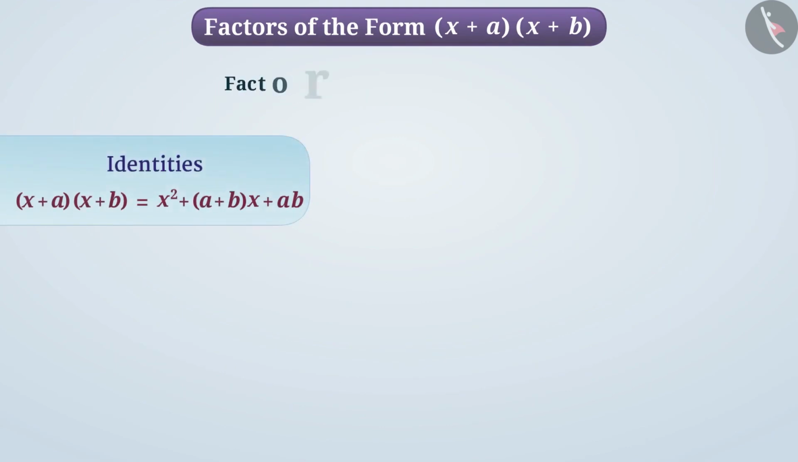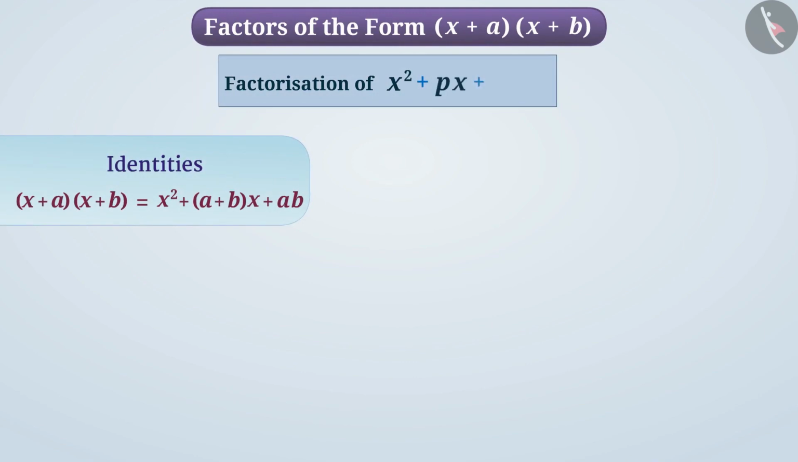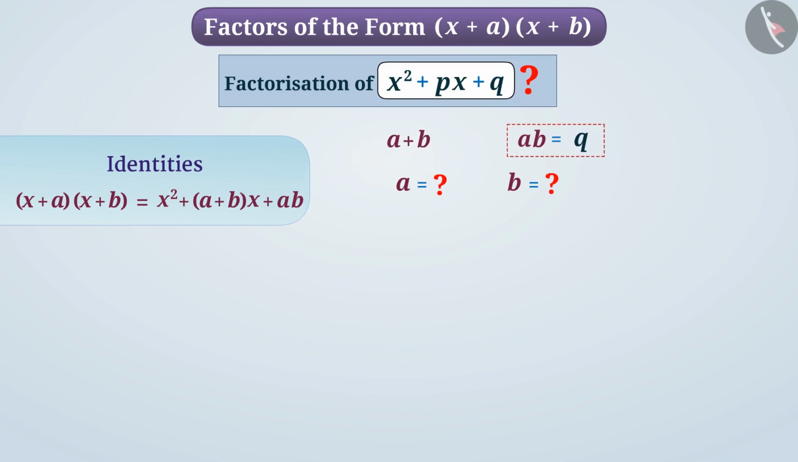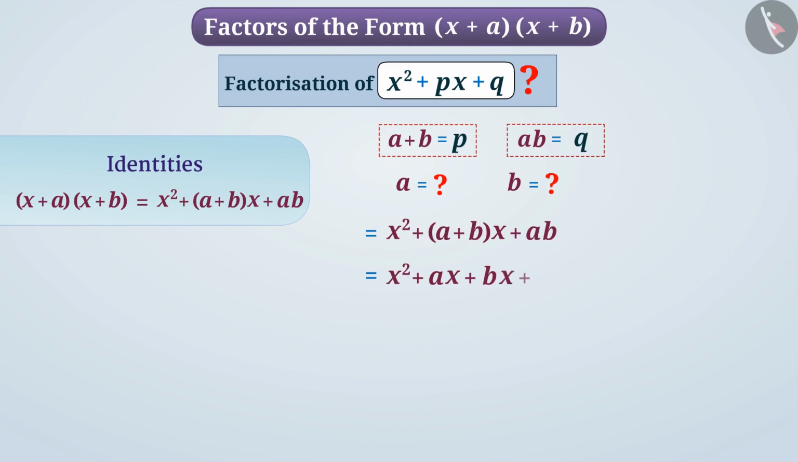Generally, to factorize an expression of the type x² + px + q, we find two factors a and b of the constant term q such that ab = q and a + b = p, using which the expression can be arranged as x² + (a + b)x + ab. It can be written as x² + ax + bx + ab.